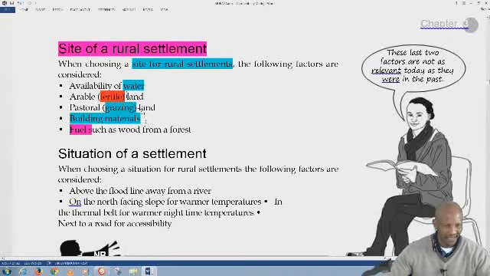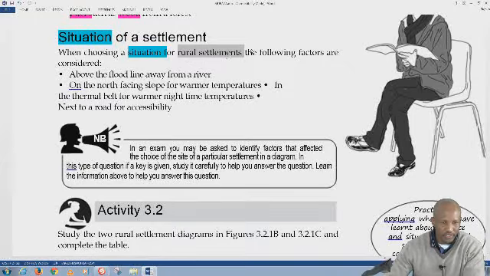I'm repeating myself. Now we are coming back to the situation. That's why I say, hang on to your concepts, you'll never get lost. When choosing a situation for rural settlement, the following factors must be considered. When you choose a what? A situation. Where? You are choosing a situation in a rural settlement.